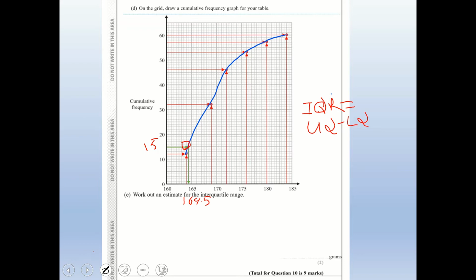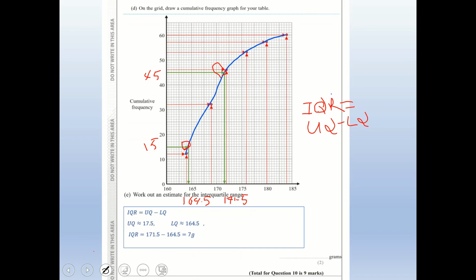Now we'll work out the upper quartile. So we've got to go three quarters of the way up the 60. So we have to go to 45 on the y-axis, which is three quarters of 60, and we'll project across to hit the curve here. Then we project down. So 171.5 will be our estimated upper quartile. Finally, to find the estimated interquartile range, we'll subtract 164.5, which is the lower quartile, from 171.5, which is the upper quartile, which will give us 7 grams. And that is that.